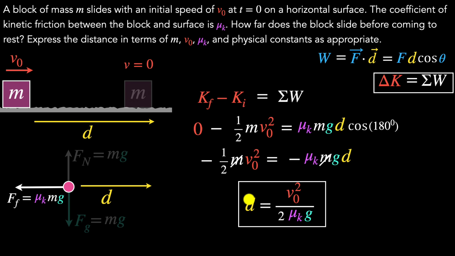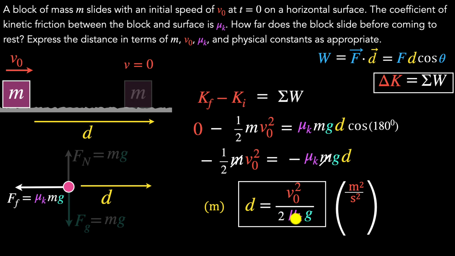Okay, another sense check we can do is look at the units. The unit on the left-hand side is just distance, so that's meters. So the unit on the right-hand side should also be meters. Let's just confirm that. On the numerator, you have speed squared. The unit of speed is just meters per second. So when you square it, you'll get meters squared per second squared. In the denominator, we have 2, which is unitless.